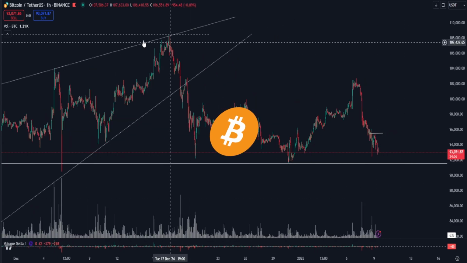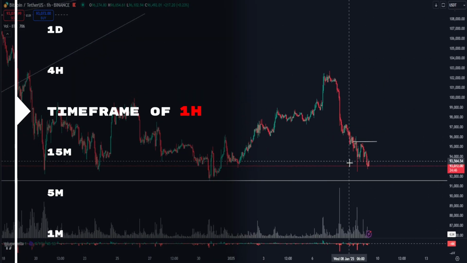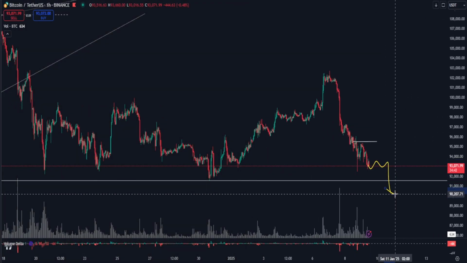Now, let's dive into Bitcoin analysis and take a look at why the 1-hour time frame chart suggests that further drops could happen, and why it might even give us a trap.